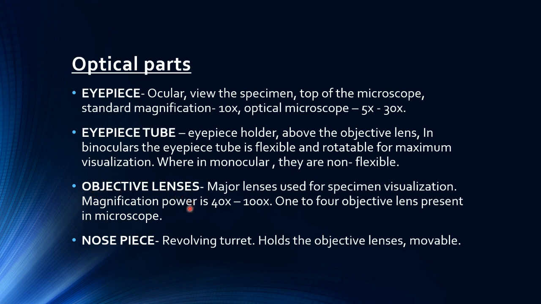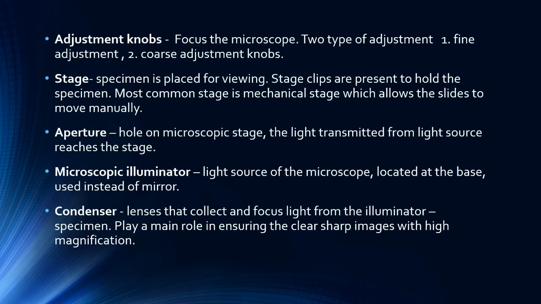Objective lenses are the major lenses used in specimen visualization. The magnification of the objective lens is 40x to 100x. One to four objective lenses are present in the microscope. The nose piece. The nose piece is a revolving turret which holds the objective lens and it is movable. The fine adjustment knobs and the coarse adjustment knobs are the types of adjustment knobs in the microscope which are used for the initial and final resolution and magnification of the specimen.